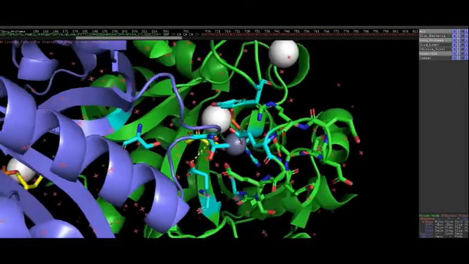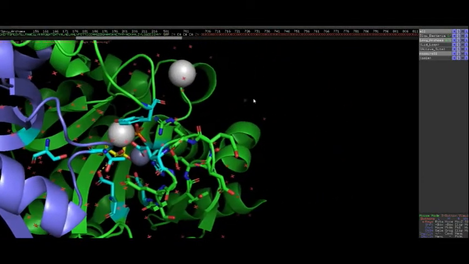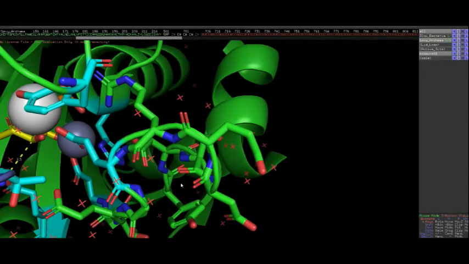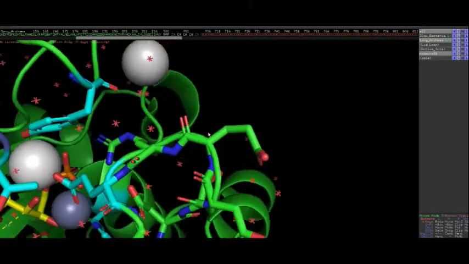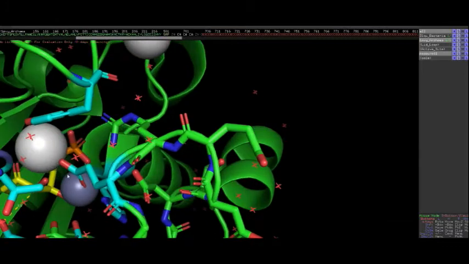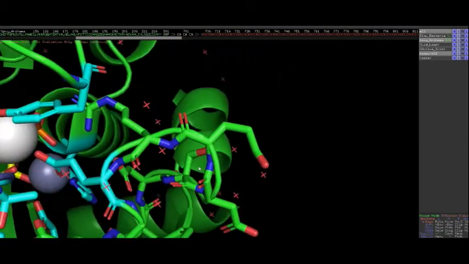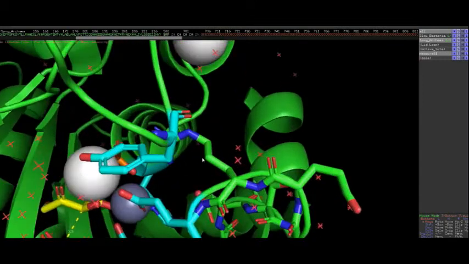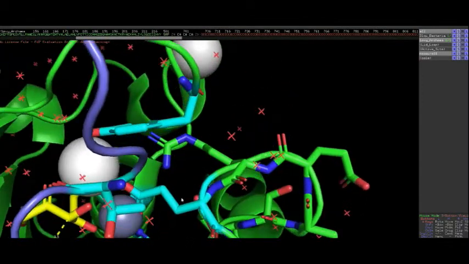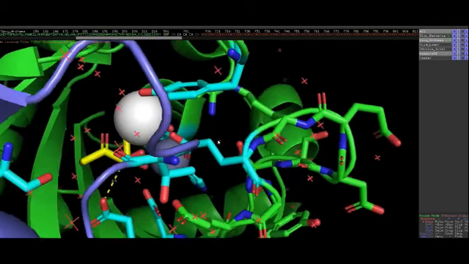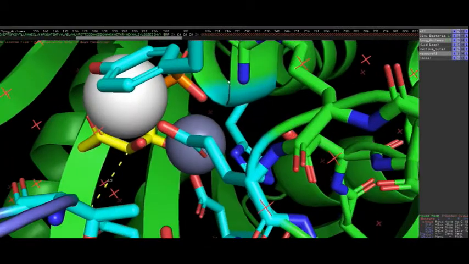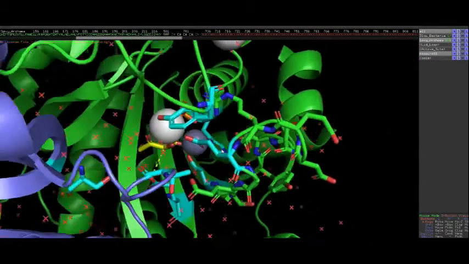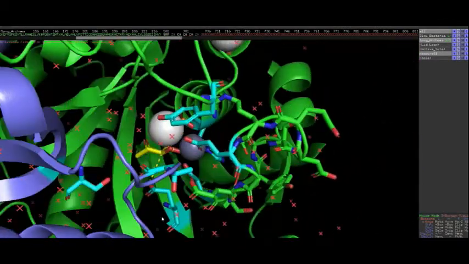Well, one other thing too, I think the paper mentioned that this loop right here undergoes a conformational change when the metal ions actually coordinate into the active site. And so we can see that this arginine and this glutamate here are both going into the active site to coordinate with those metal ions.